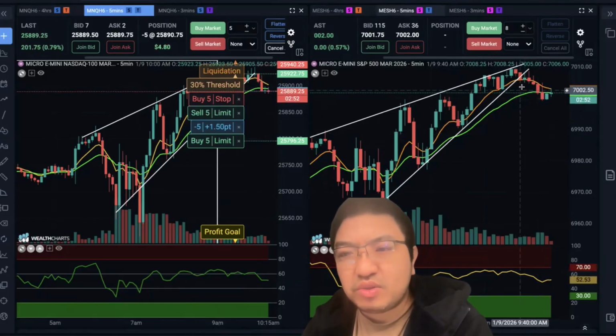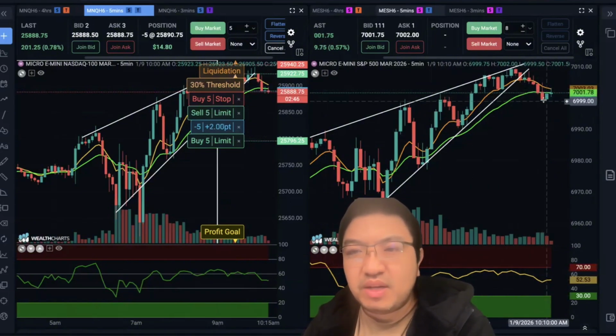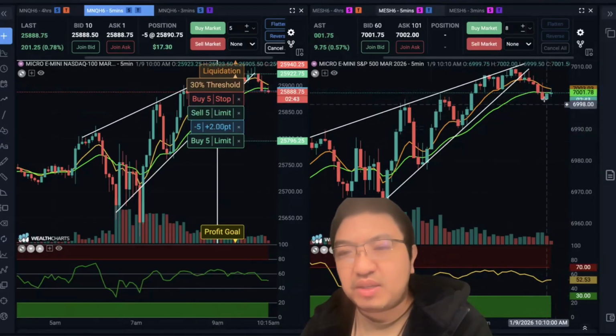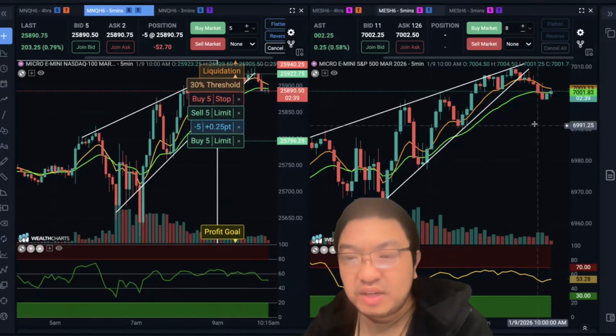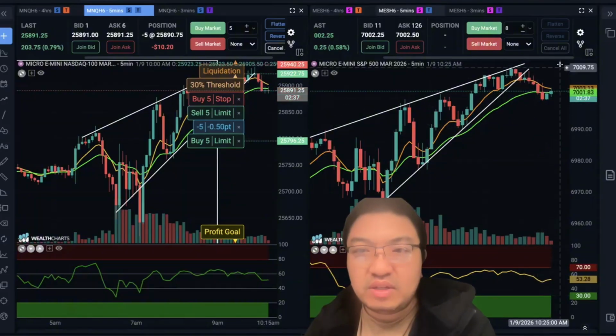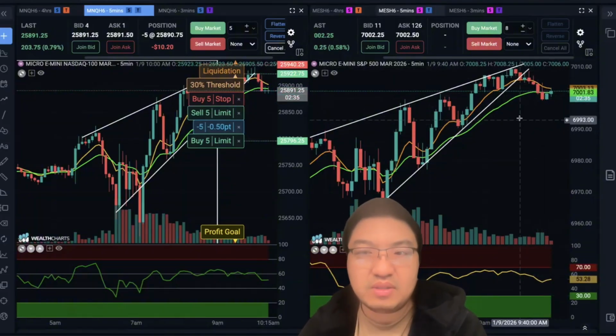Now ES has just incurred a break of structure, break this line, breaks here, but I'm not sure this is not obvious break. And even to here, if you get rejected here, then it's still uptrend, but I'm not sure.